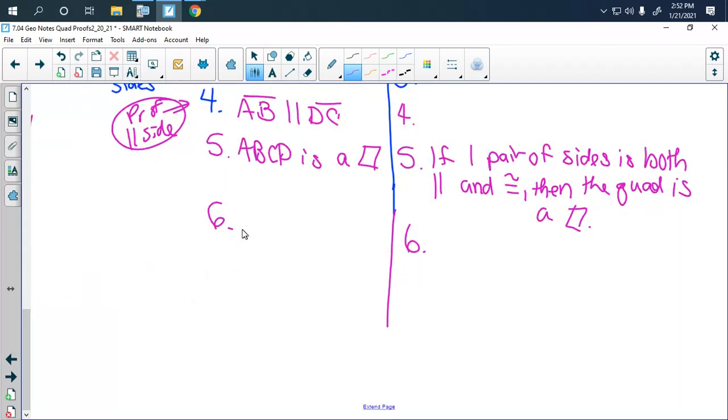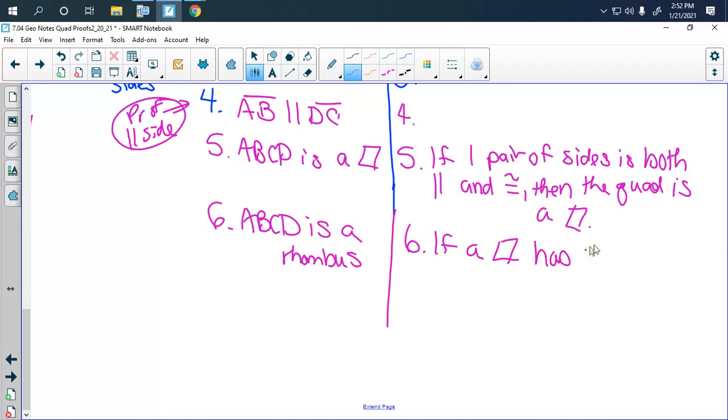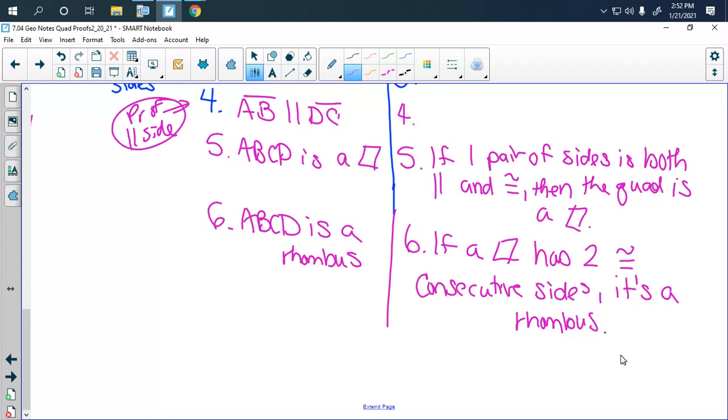So I have a parallelogram and I have two congruent consecutive sides. So I have enough information to say ABCD is a rhombus. And your reason for that should be: if a parallelogram has two congruent consecutive sides, then it's a rhombus. Again, a lot of studying, a lot of memorizing here with these properties.